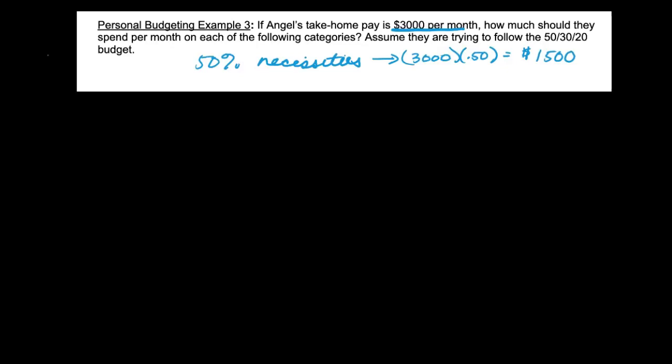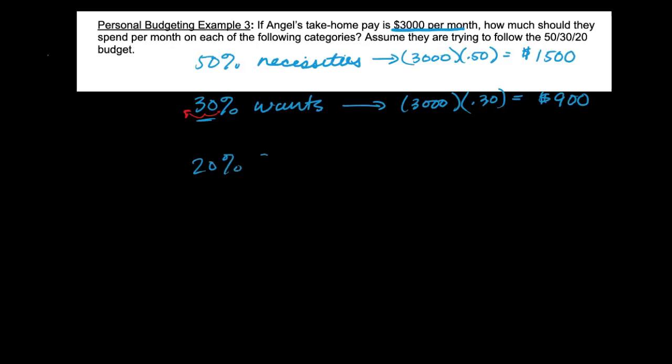And then let's go to the 30. So the 30% we said was for wants. And so all we have to do is take that $3,000 in take-home pay and multiply it by 30% as a decimal, which is 0.30. So we're taking that decimal place, which is kind of hiding at the end there, and moving 2 spots to the left. And if we multiply those two numbers, we end up getting $900. So $1,500 for necessities, $900 for wants, and then last, the 20%, that would be for savings or debt management.